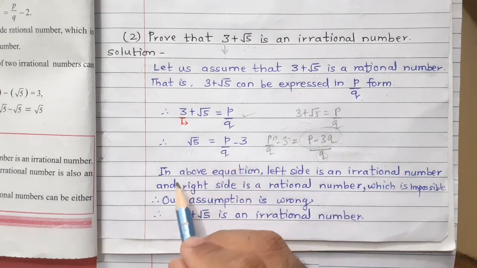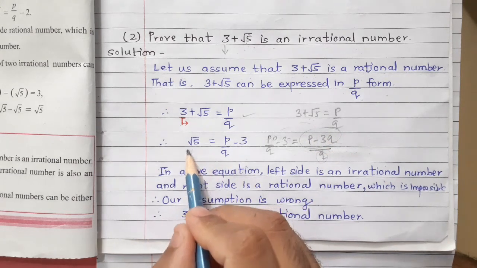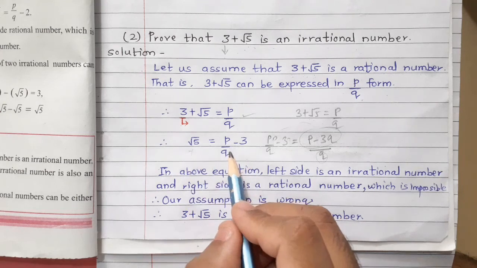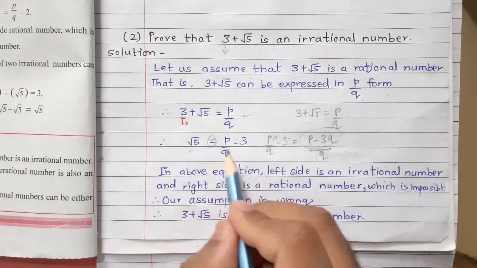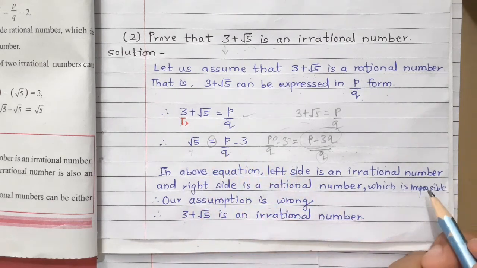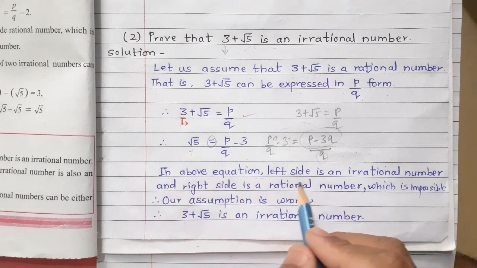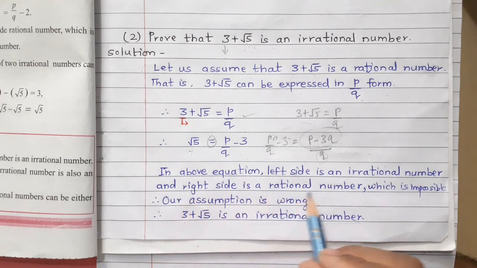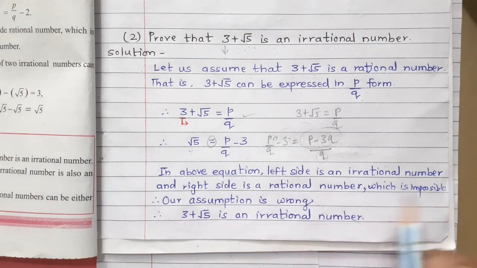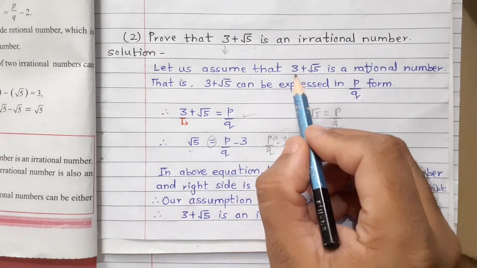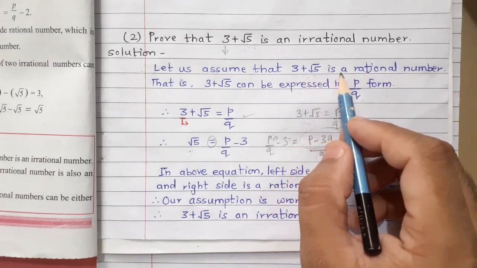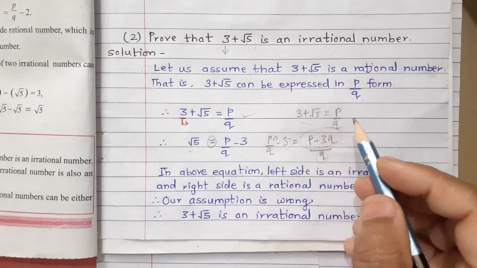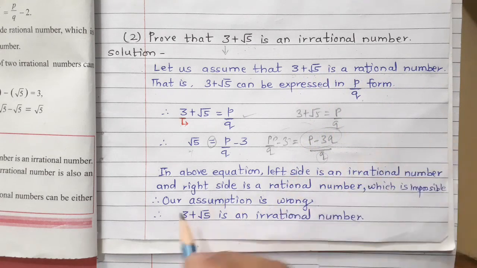So in this equation, left side is an irrational number because root 5 is an irrational number, and on the right side P upon Q minus 3 is a rational number. An irrational number equal to a rational number is impossible. So our assumption is wrong. We assumed that 3 plus root 5 is a rational number, and it is wrong. Therefore 3 plus root 5 is an irrational number.